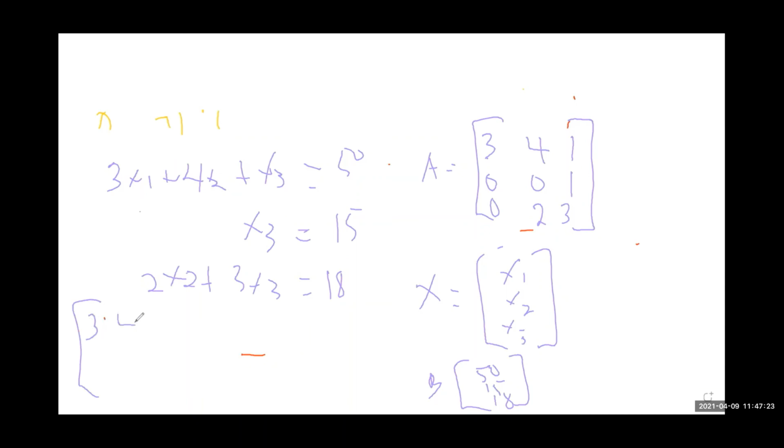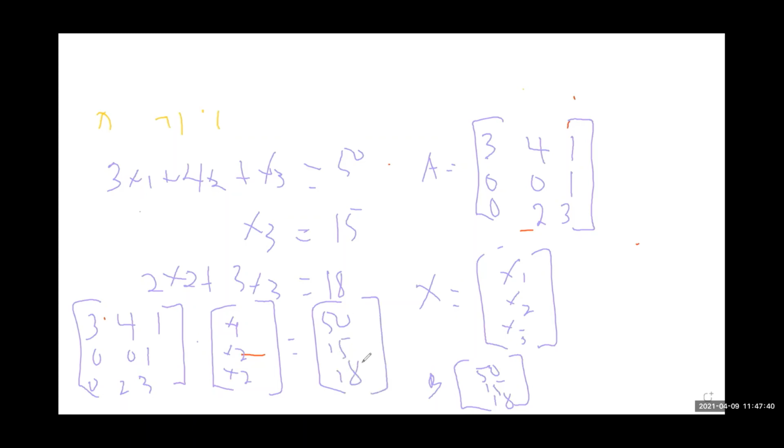In effect, I can write this as 3, 4, 1, 0, 0, 1, 0, 2, 3 times x1, x2, x3 equals 50, 15, and 18. I've transformed this into a matrix form. Easy, you follow?